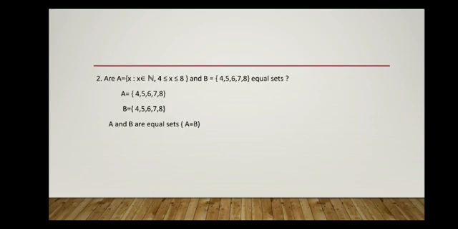So in this video we learned what are empty sets. If a set is having no element, that set is called an empty set or null set or void set. We use empty brackets or an empty set symbol to denote the set. Next we saw what are singleton sets.